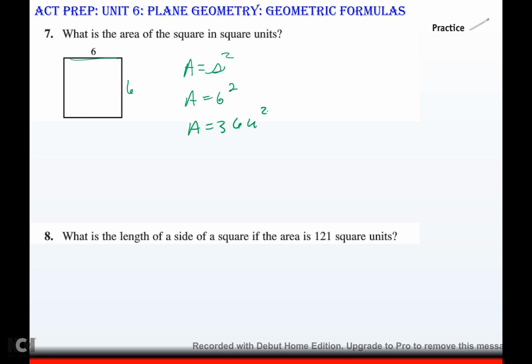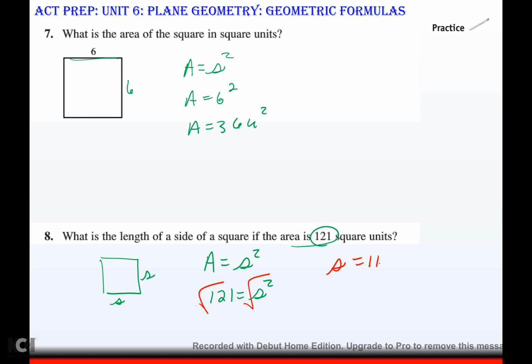Number 8, what is the length of the side of a square? If we have a square, we know all sides are equal, and it says the area is 121. Well, for a square, area equals side squared. They told me the area is 121, so I have 121 equals side squared. To figure out what the side is, I've got to kill the square, so square root both sides, and a side would be 11. Okay?